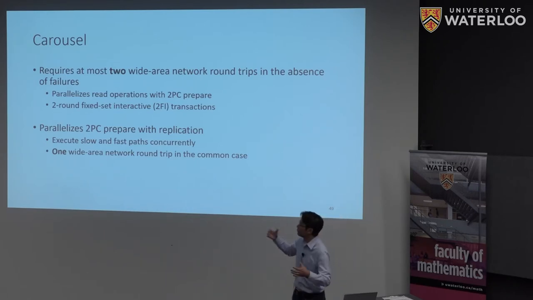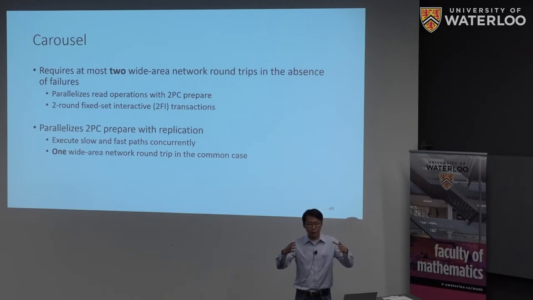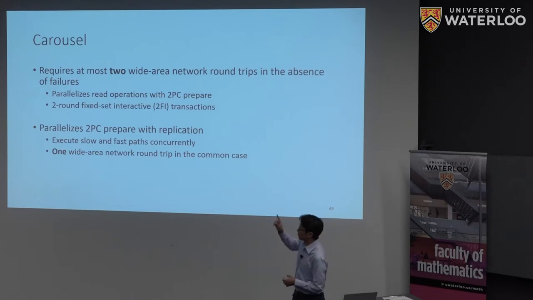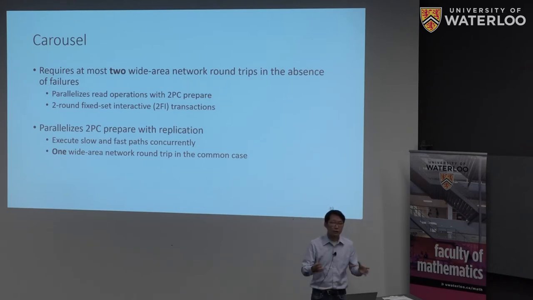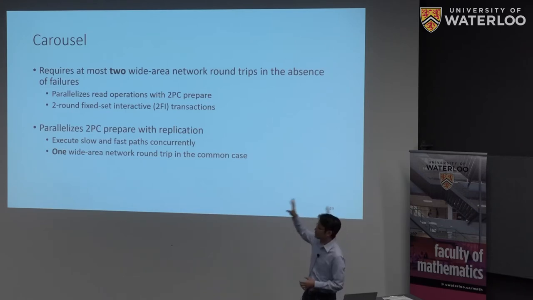The first is that we're able to parallelize read operations with the 2PC prepare message, with the prepare phase. We can do this by reducing our transaction model. Instead of supporting general transactions, we support a powerful but somewhat less general transaction model called two-round fixed set interactive transactions. In this model, one of the main requirements is that we have to specify the read and write keys at the beginning of the transaction, before we start executing the transaction. So that's one optimization that we have introduced. And I'm not going to talk about that today.